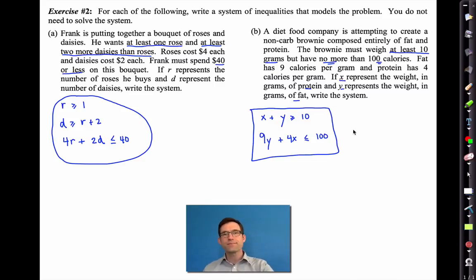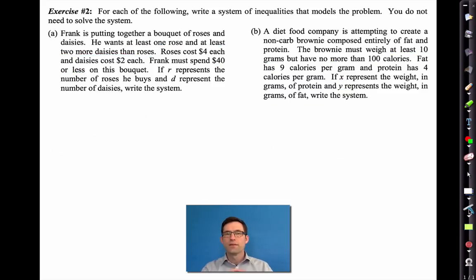So only 2 inequalities this time, but still a system. I'm going to clear these out. Let's take a look at the last problem.